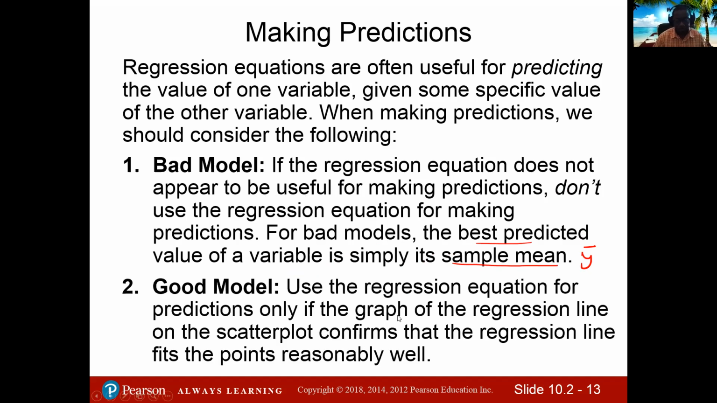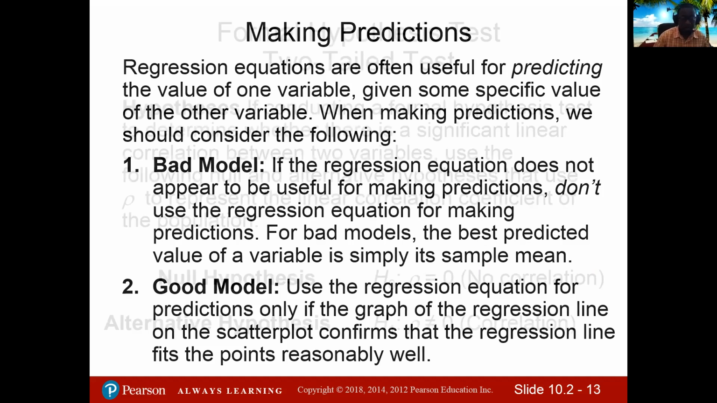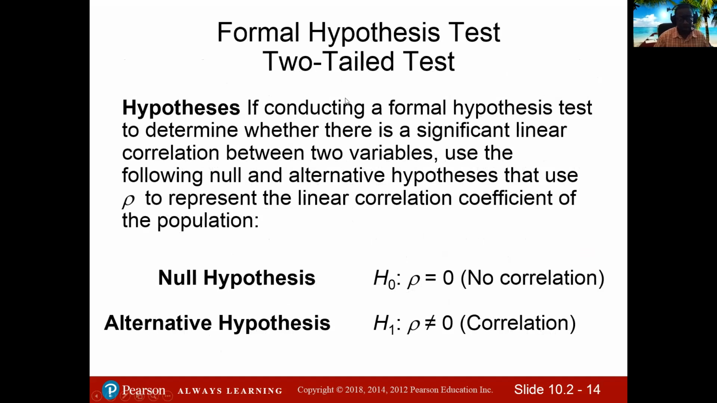If it's a good model, then of course, substitute the X value into the model and find the response value. That's your Y hat. That's what it is. Now, test of hypothesis. Everything in this textbook, most of it is what? Two-tail. But that doesn't mean it cannot be one-tail.